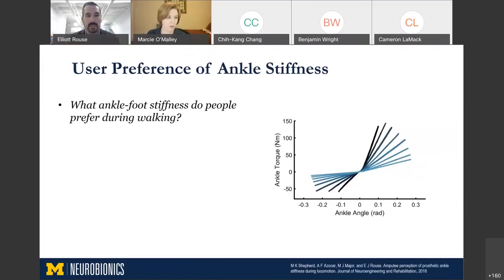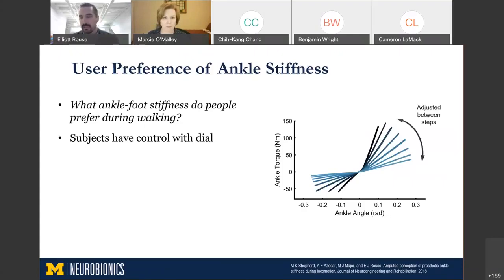The first question we wanted to answer is, what stiffness do people actually want? So we created a cam profile for a variable stiffness foot that was linear. I'm showing the torque-angle curve here. So it's a simple torsion spring. And people have access to change the stiffness of their foot by controlling a dial mounted to their waist. As they adjust the dial, we adjust the stiffness automatically as the foot's in swing phase between their steps.